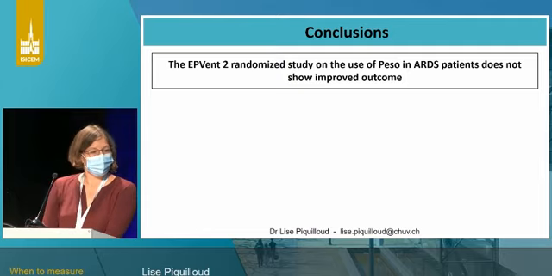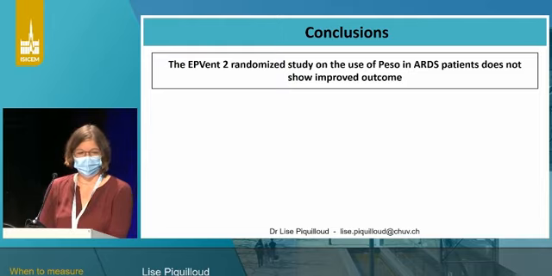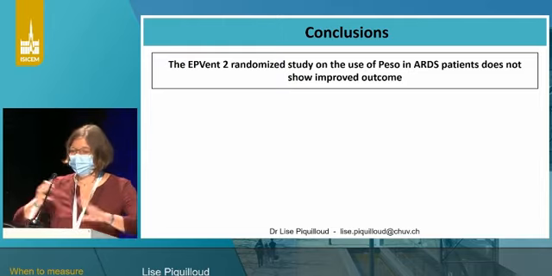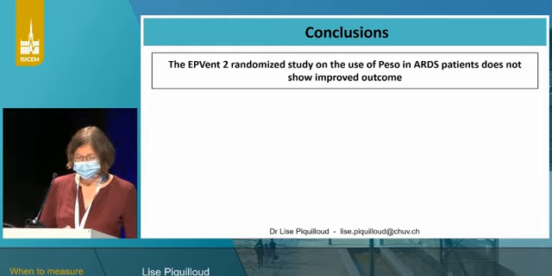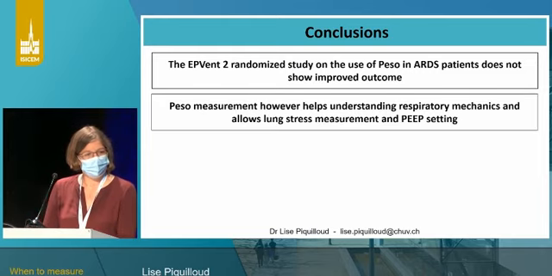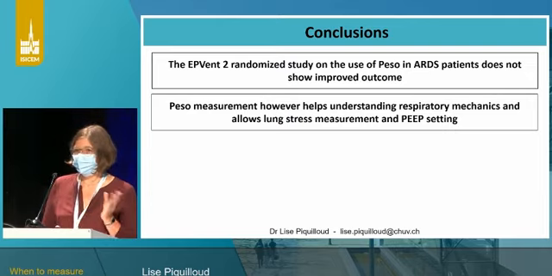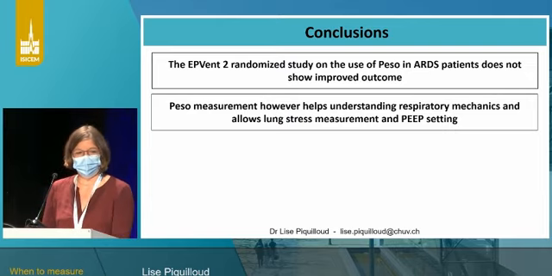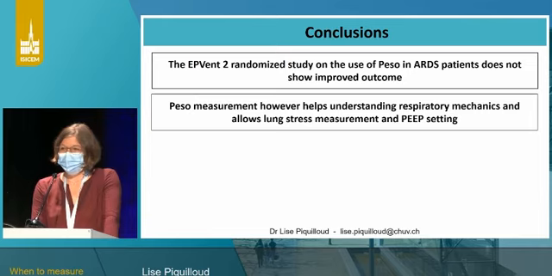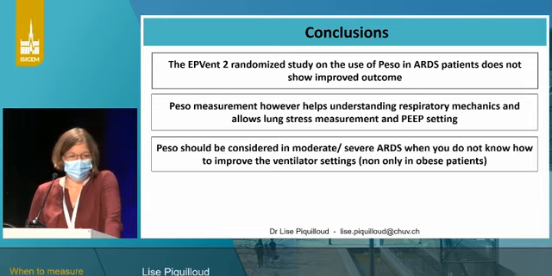In conclusion, the EPVent-2 randomized study showed that the use of esophageal pressure to titrate PEEP does not improve outcome. These were a standard group of ARDS patients. But esophageal pressure measurement helps understanding respiratory mechanics, helps partition between the lung and the chest wall, allows the measurement of the lung stress applied by the ventilator, and allows PEEP setting.